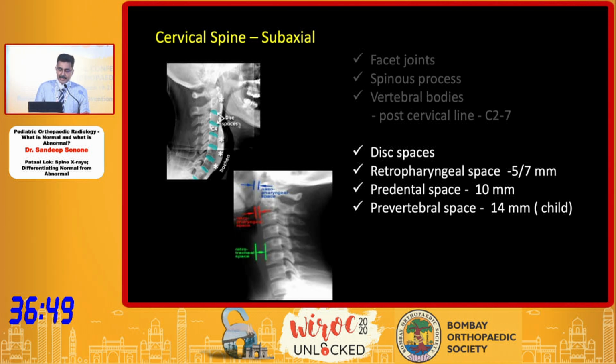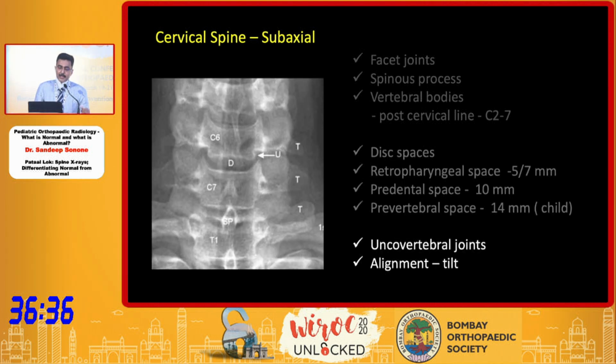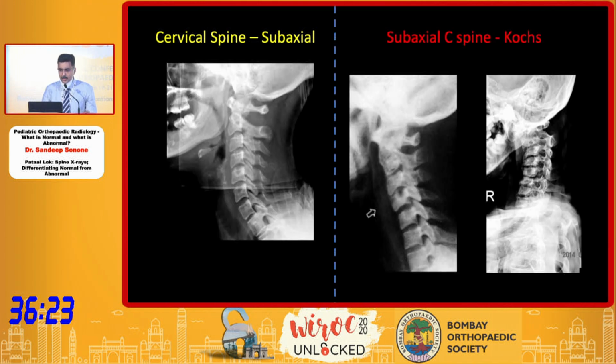For example, the height of the disc spaces, the retropharyngeal space proximally, which is around 5 to 7 millimeters, the prevertebral space in the subaxial spine, which is up to 14 millimeters in the children. And finally, on the AP X-ray, a note should be made of the uncovertebral joint, which shows the alignment, and the presence or absence of a tilt, which is usually found in cases of torticollis, which is very common in pediatric age group.